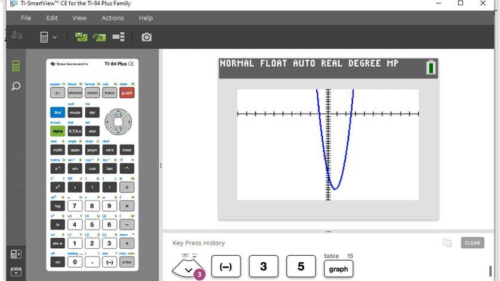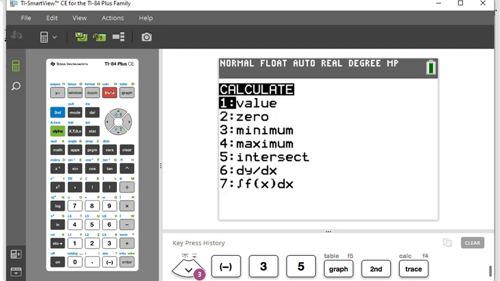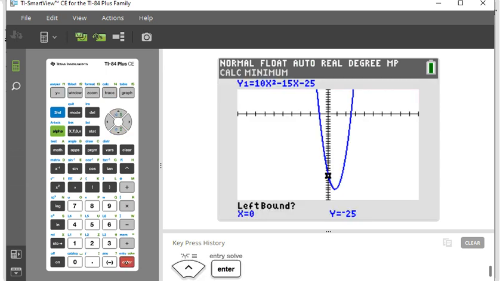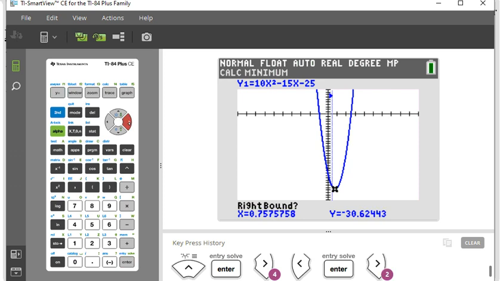Vertex, y-intercept, x-intercept. Walk through it really quick again. How do I get my vertex? Second trace. In this case, it's a minimum value. Enter. Be on the left side of the vertex. Enter. Be on the right side of the vertex. Enter. Guess it. Our vertex is at 0.75, negative 30.63. Tough calculations to get on your own, but the calculator can do it for you.